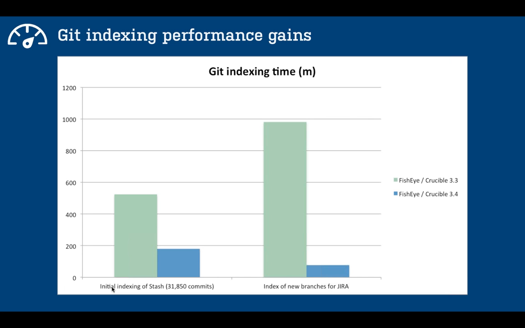So when you add a repository for the first time, things are much faster to get a repo and to be able to browse the code and create reviews. But it's also when you add new branches in your repository. Previously, it was quite an expensive task for FishEye to be able to digest new branches, and now this is an operation which is much, much faster, as you can see on the graph.